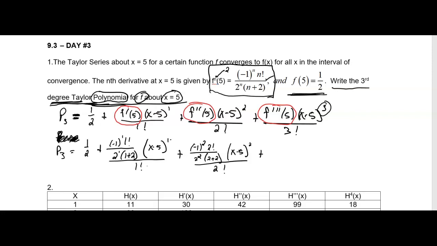Last one, if n is a 3, or if we're finding our third derivative, our n here has to be a 3. So now you're going to have a negative 1 to the power of 3. You're going to have a 3 factorial, 2 raised to the power of 3, 3 plus 2. Then we would have x minus 5 to the power of 3 all over our 3 factorial.